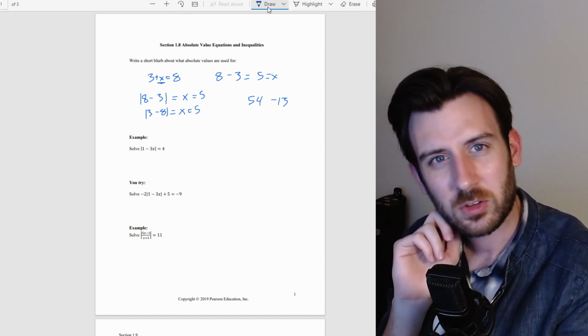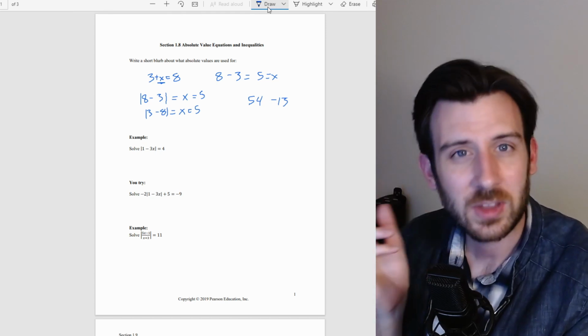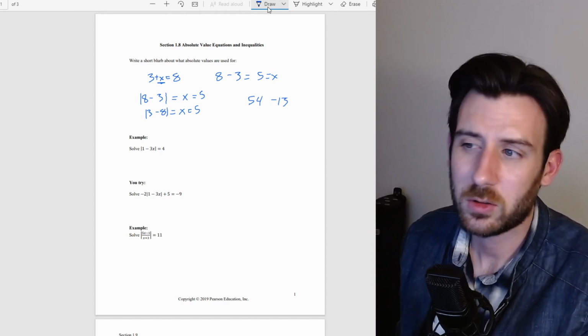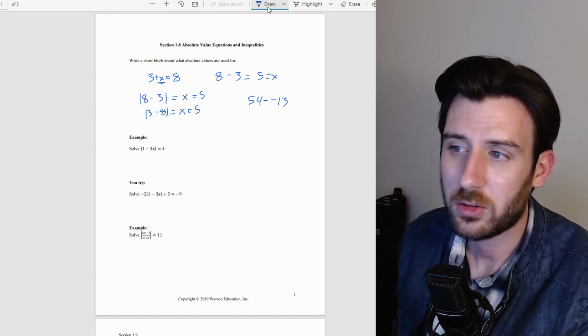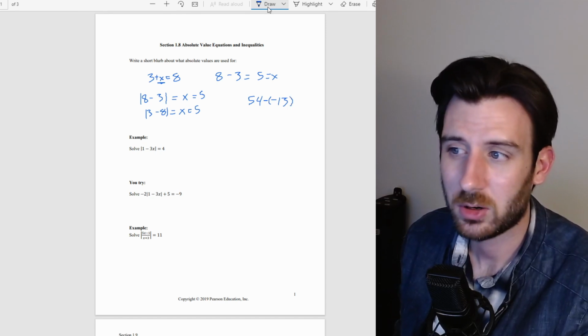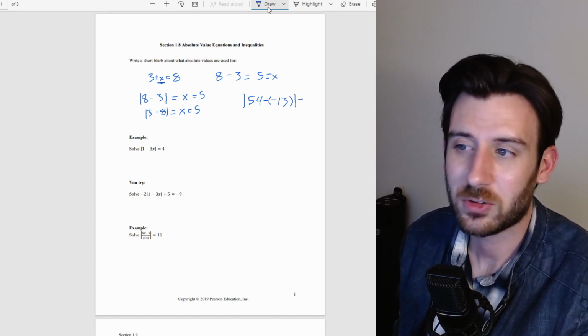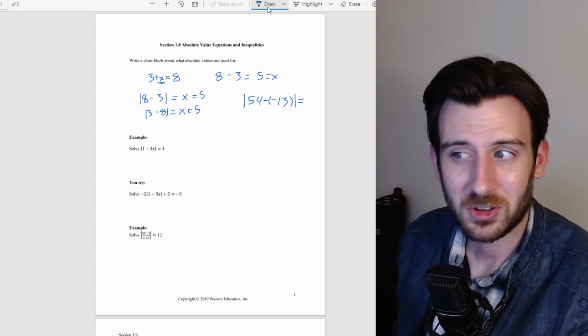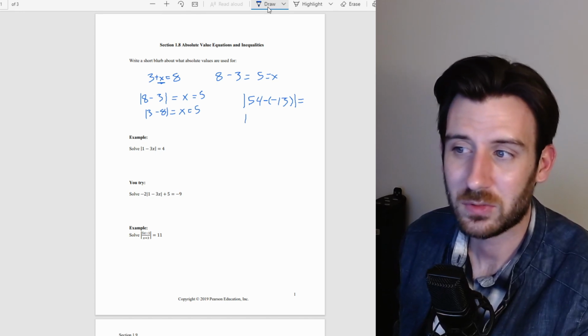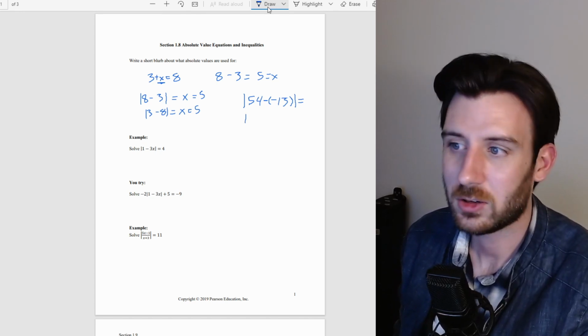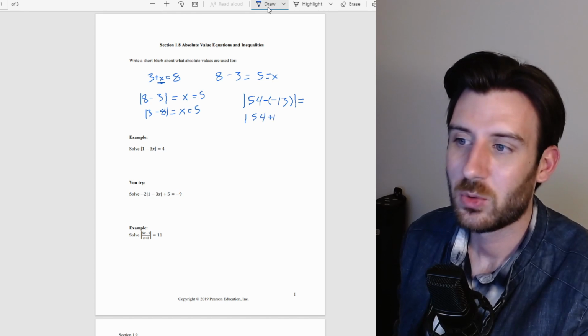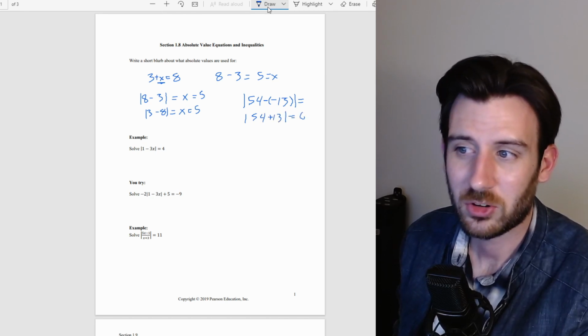What's the distance between the two? Well, we can use absolute values to help us. Take one of the numbers, subtract the other number, and I'll use parentheses to show that I'm subtracting this negative number. And if you use your absolute values as a means of talking about distance, you're going to get the total distance. So that would be the absolute value of 54 plus 13, which is going to get you the absolute value of 67, which is just 67.